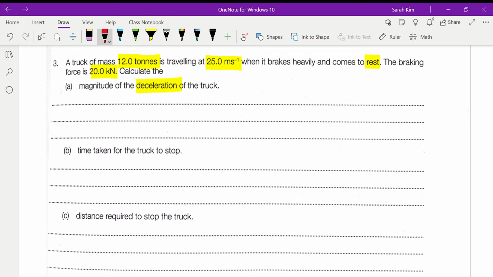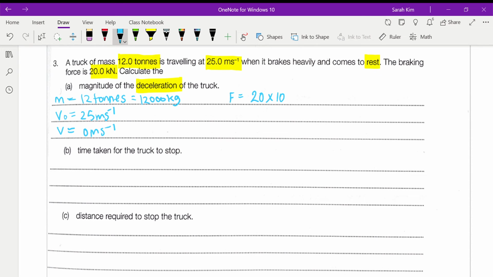So, okay, let's write some facts down. My mass is 12 tons. Now, a ton is 1,000 kilograms, so to convert that into kilograms, you times it by 1,000, so that will be 12,000 kilograms. My V initial was 25 meters per second, and my V final is rest, so 0 meters per second. And the braking force was 20 kilonewtons.